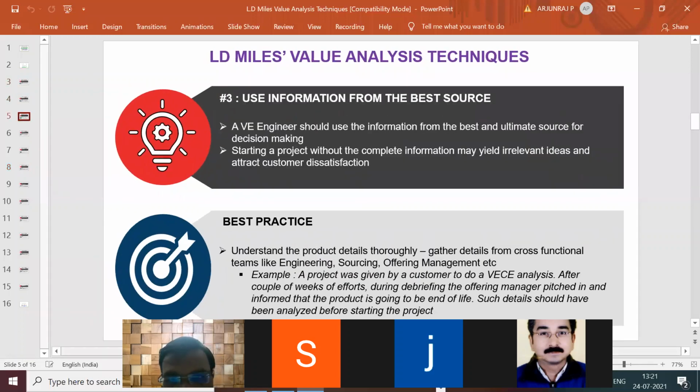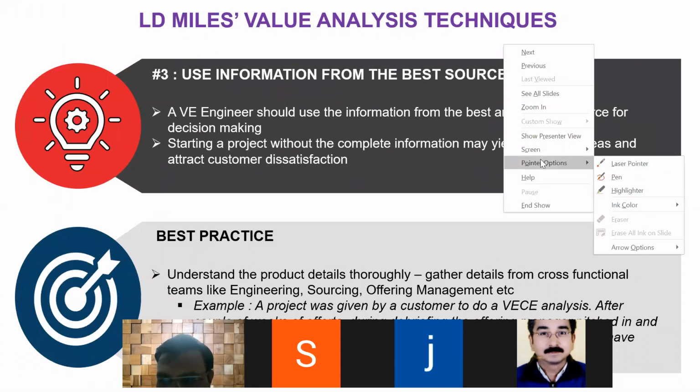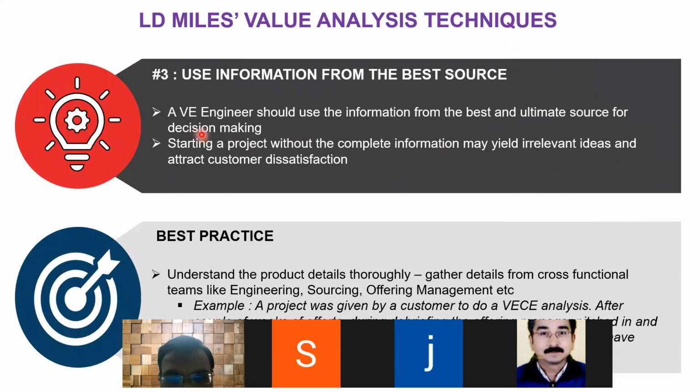And the third one is you have to use the information from the best source. Always use the information from the best source. You have to collect the correct information from the correct person. It's not that you are going to ask the technical information to a purchase team and purchase information to the technical person. So you need to ask the right person the right information. Otherwise you will not get the information. You have to use the information from the best source. This is also very much important.